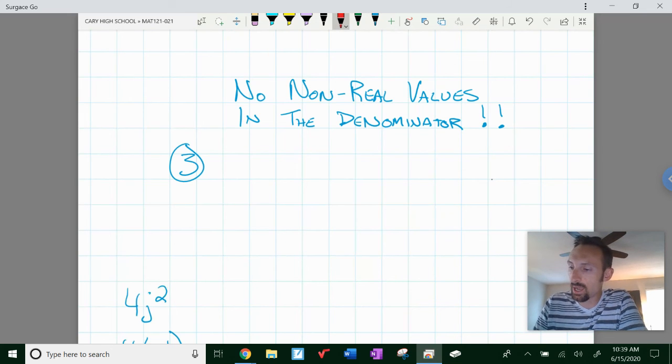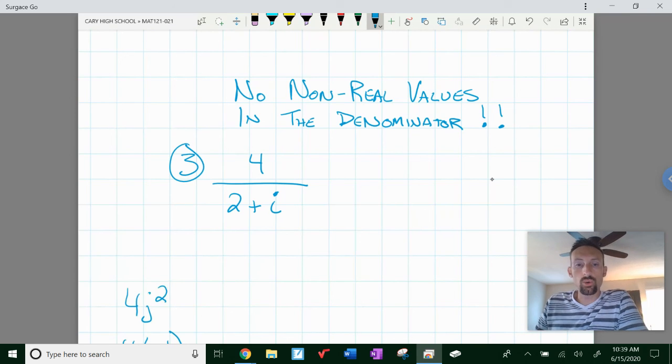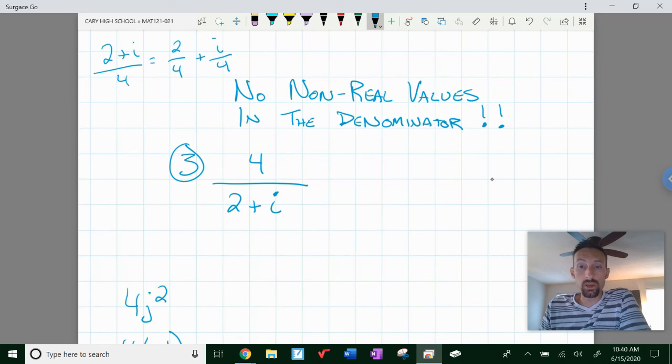So let's say I have here 4 divided by 2 plus I. We'll keep it simple. Okay. So if it was 2 plus I over 4, you could just leave it that way, right? If this was 2 plus I over 4, then what I could do is say, well, that's the same thing as 2 over 4 plus I over 4, okay? And I would be done because my non-real value would be up top. But if you have a non-real value down here, then you cannot leave that in your answer.